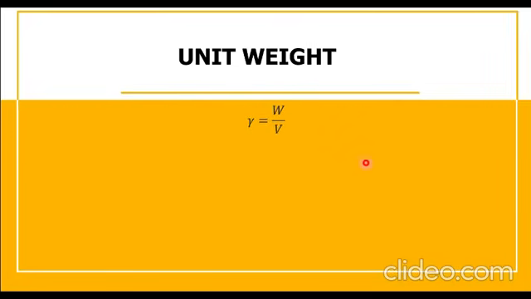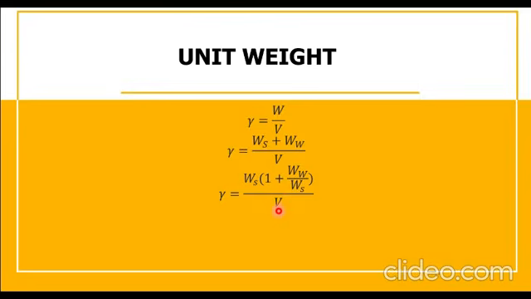So if we derive the unit weight of soil, it's equal to weight over volume. And we all know that the total weight of soil is equal to the weight of soil solids plus weight of water, all over V. So if we substitute that, this will be equal to, when we take out the WS, WS multiplied by 1 plus WW over WS, all over V. And then this one is WS over V.